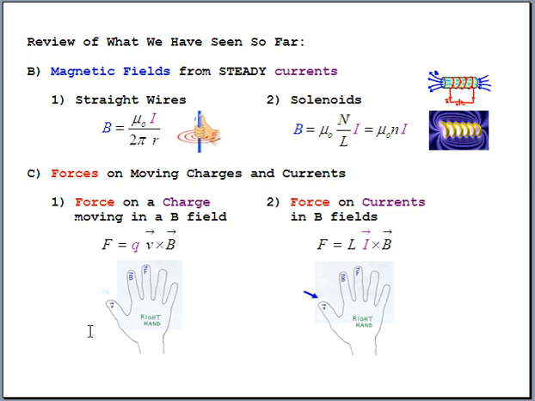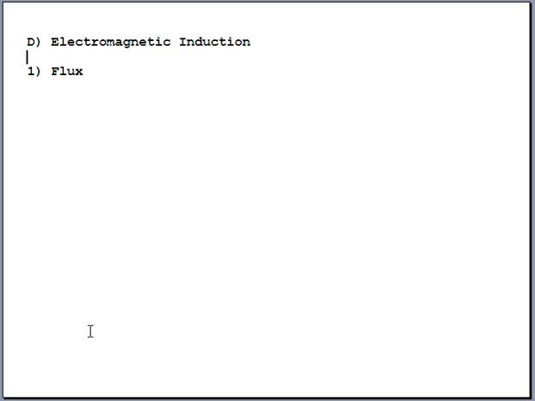And now we're going to be moving beyond that. We're going to be taking a look at the reverse of that. Again, how you can use magnetic fields to generate electricity. So in your note package there, we're going to start off with this second half of the chapter with this electromagnetic induction idea. And we'll start off by looking at something called flux.